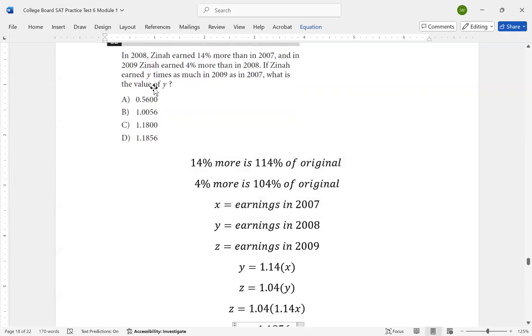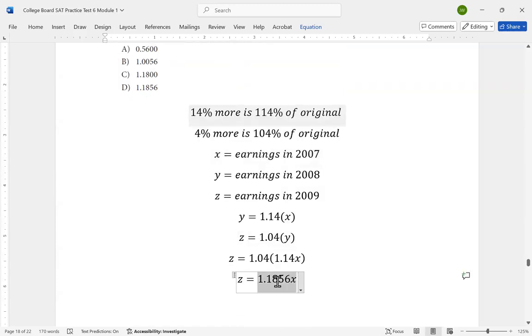Now I screwed this up. It should have said Y times as much. They used Y for how many times as much. So let me use a different letter instead. I'll use T as the earnings. I should have used a different letter in there. T is the earnings, same idea.